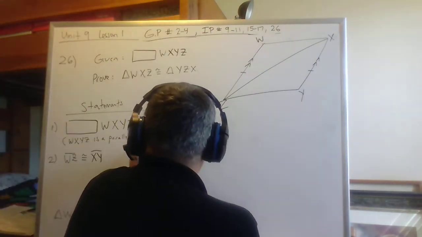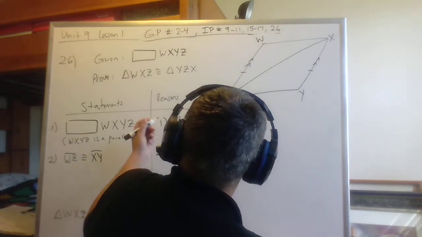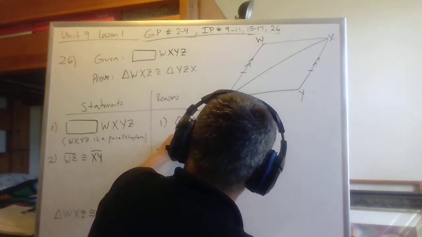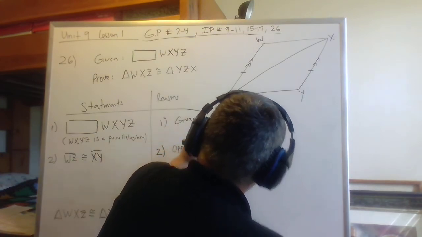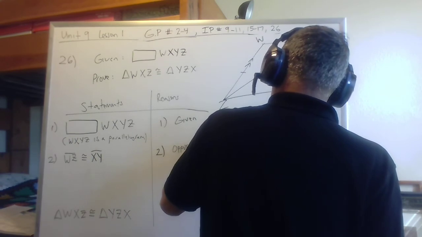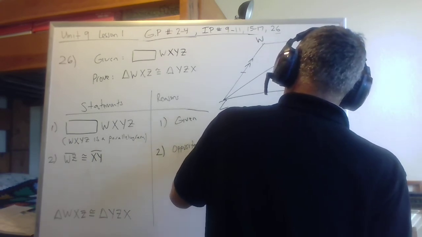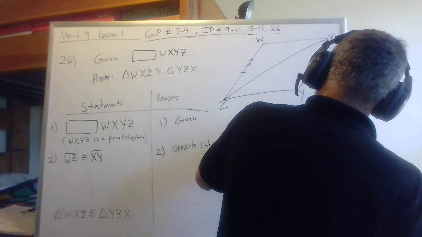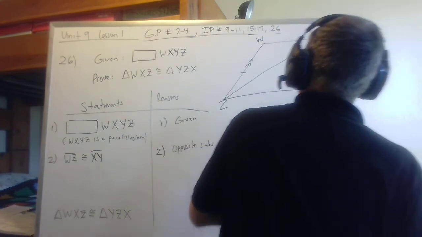And the reason is because opposite sides of parallelograms are congruent. Okay?